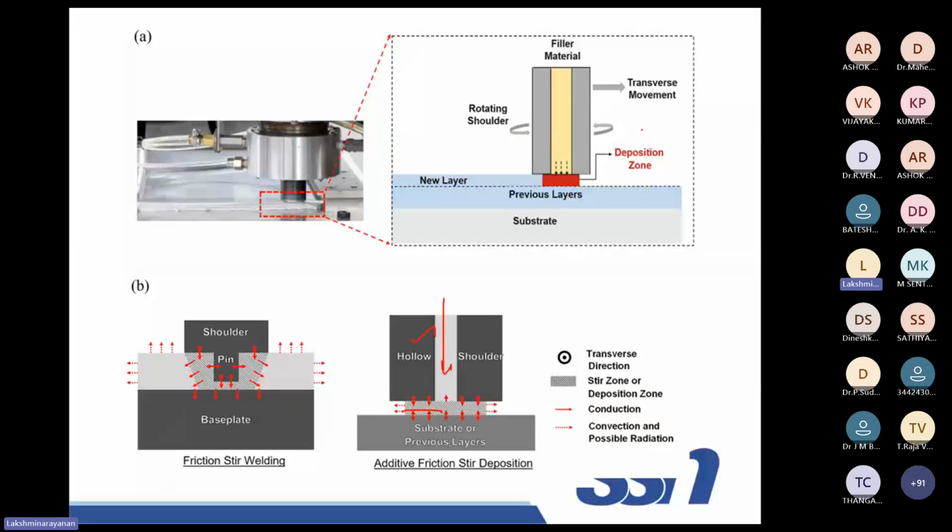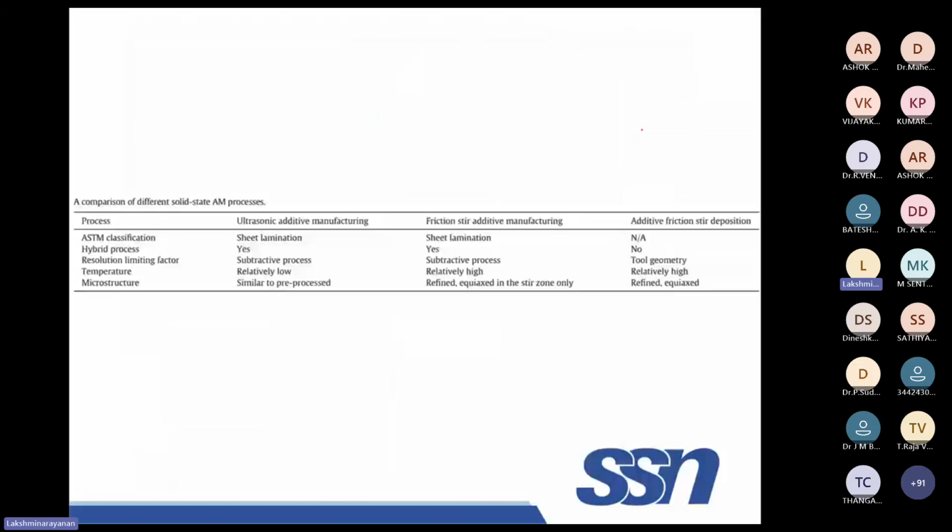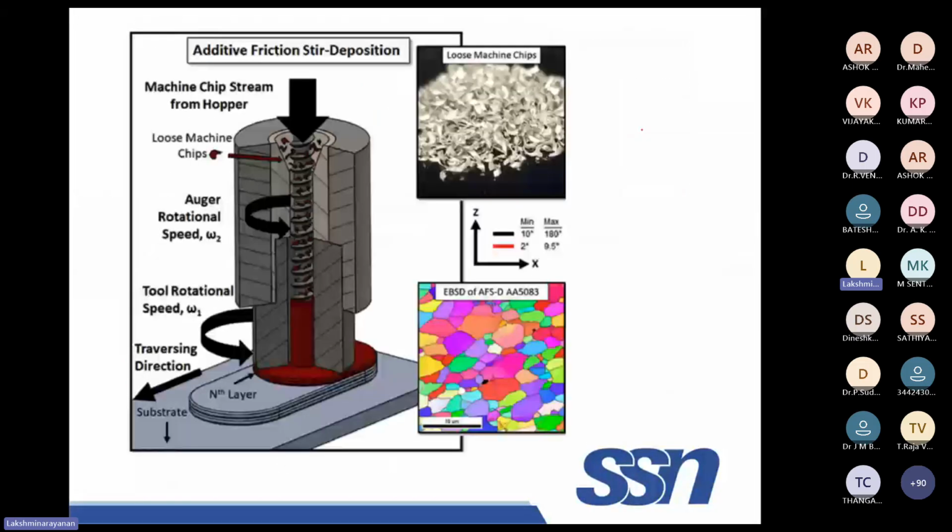You can see how the chip is being converted. Even for recycling, this is a very useful process. Especially, as I told you, magnesium alloys. If you have a lot of chips, you can just put the scrap or the chips inside, like a screw injection molding, where it will go to this place and rotate. Thereby friction is generated, and you can heat it, make it semi-solid, and deposit. This is one process, very very popular.